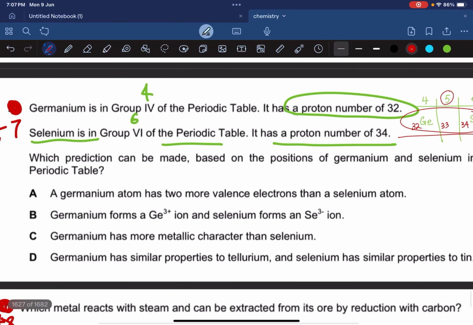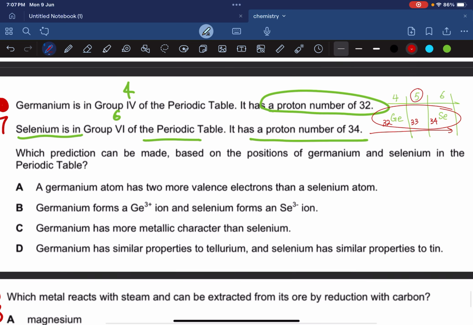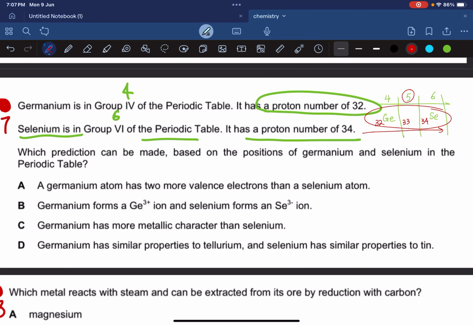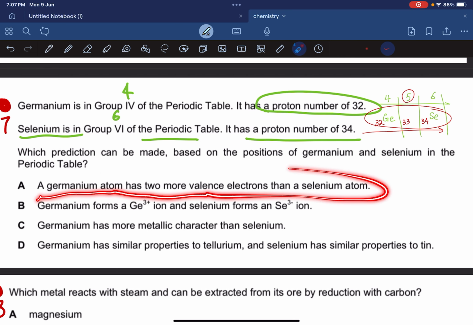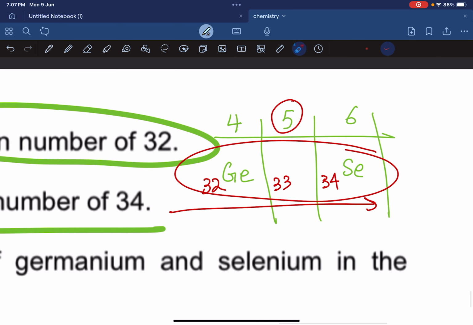What prediction can be made based on the positions of germanium and selenium in the periodic table? Option A: a germanium atom has 2 more valence electrons than a selenium atom. That's incorrect. Selenium has 6 valence electrons. Germanium has 4 valence electrons. So selenium has 2 more, not germanium.